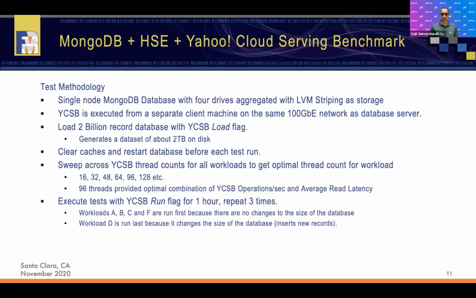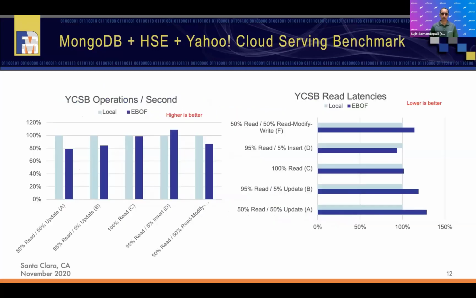Moving on to the results. This slide shows the performance comparison when using MongoDB with Micron's heterogeneous memory storage engine as the storage engine inside MongoDB. As you can see from the chart on the left, the difference in performance when going from local NVMe to Fabric is minimal. And it is corroborated by the difference in latencies seen on the right.